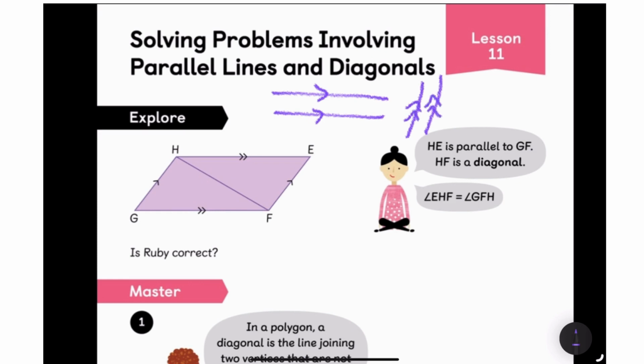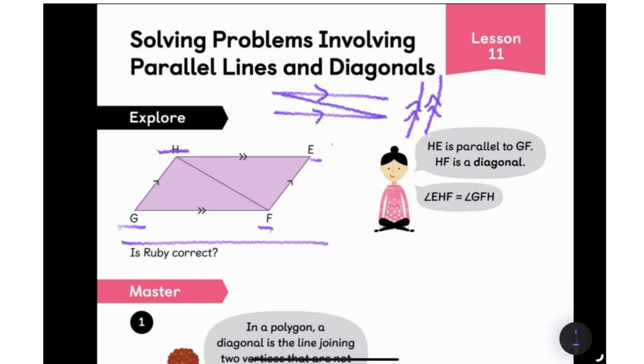The figure says HE is parallel to GF. Now I have my H, I have my E, G and F. So HE is parallel to GF. Now HF is a diagonal. So you see this line which is drawn. The one I have drawn here. This line which is drawn in this figure is called a diagonal.